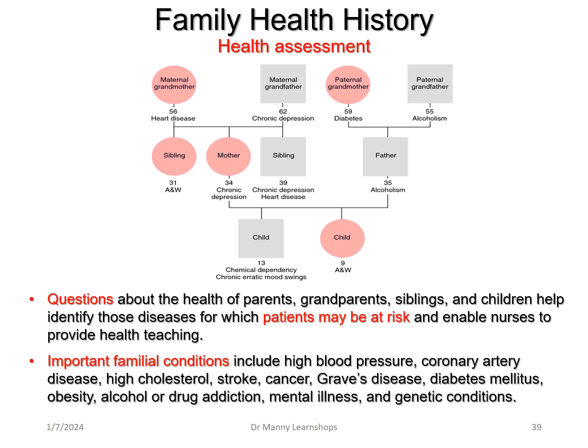Family history, very important. And this asks questions about the health of their parents, grandparents, siblings, and any children. And this identifies patients, victims, family members that may be at risk. Important familial conditions include things like high blood pressure, coronary artery disease, high cholesterol levels, stroke, cancer, hypothyroidism, diabetes mellitus, obesity, alcohol or drug addiction, mental health issues, and genetic conditions. Family health history.